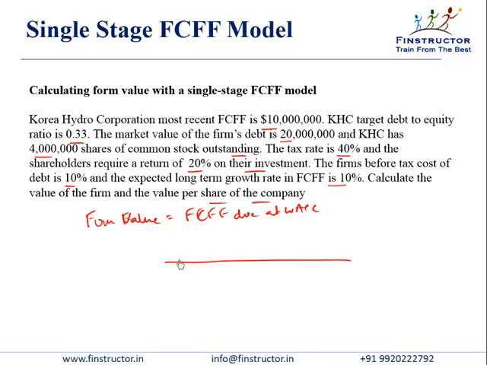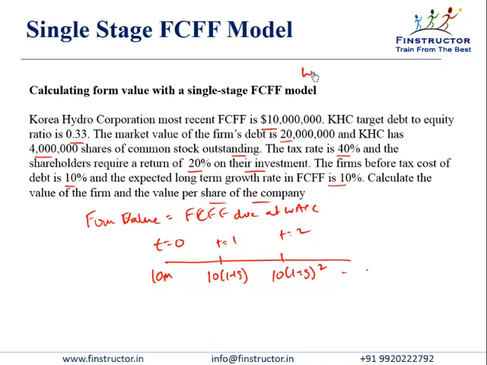Now, the FCFF in the most recent year is given to be $10 million. And we are told that the FCFF will grow at the rate of 10% sustainably. So here it will be 10 into 1 plus g, into 1 plus g to the power 2, and so on and so forth. The firm's before tax cost of debt is 10%. The cost of equity is 20%, and the debt to equity ratio is 0.33.